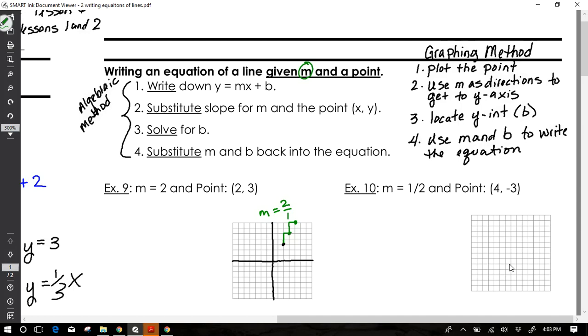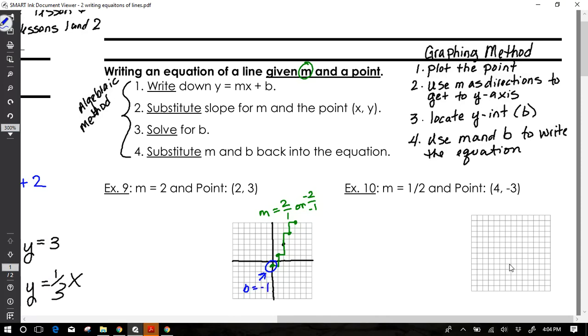So this is where we would need to do that little trick I taught you, where you could change both the signs of the numerator and the denominator, and that will allow you to change directions in the graph. So now going back to that point, let's go down 2, back 1, down 2, back 1. And now I have crossed the y-axis. So that leads me right into step 3, locate the y-intercept. The y-intercept is right here at -1.